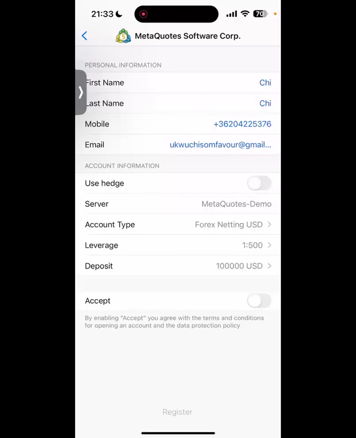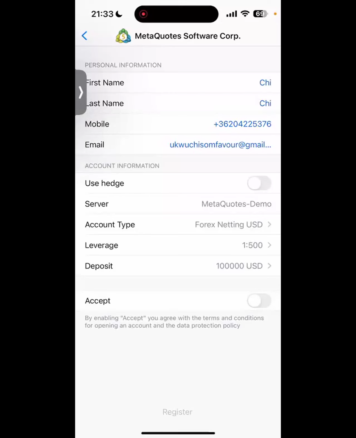Because I think on my real account I have like 30 or something. I don't know, it's 30. No, you can change that. 1:30 is very low. So it should be 500 and above, right? 500 and over.